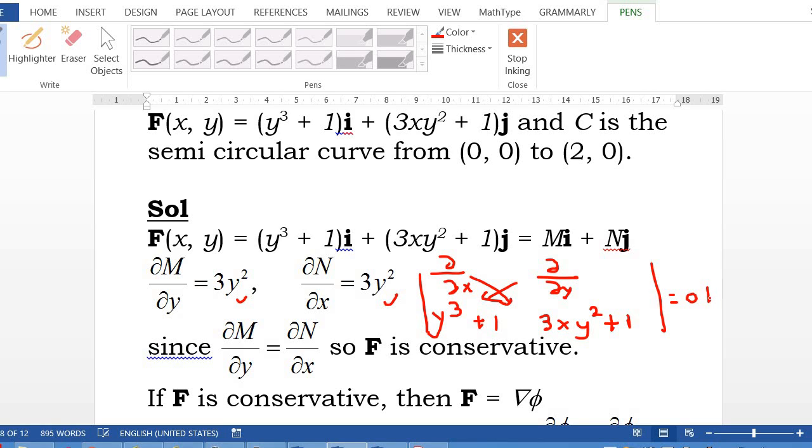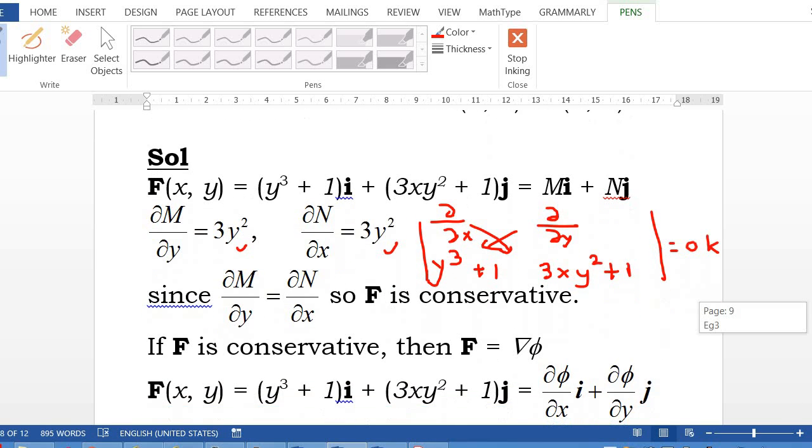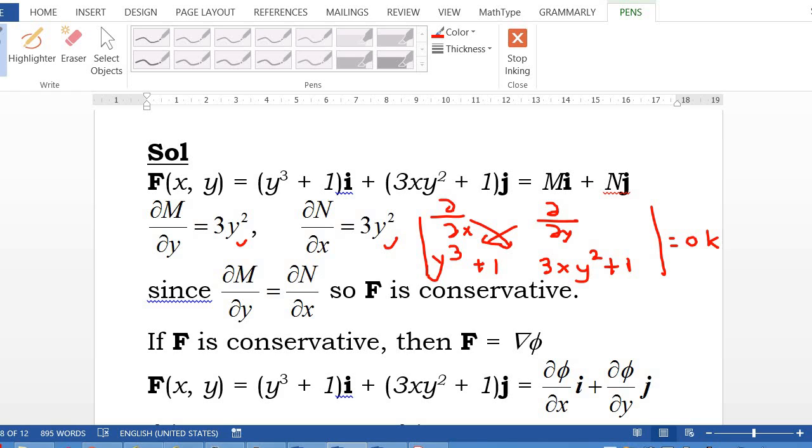you get 0k. Del del x of 3xy squared plus 1, you get 3y squared. So minus del del y of y cubed, you get 3y squared, so you get 0k. Or del N del y equals del M del x. So F is conservative. If F is conservative, then F equals del phi.